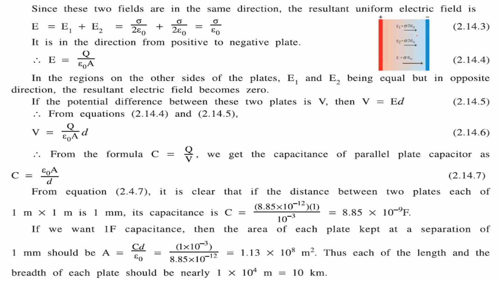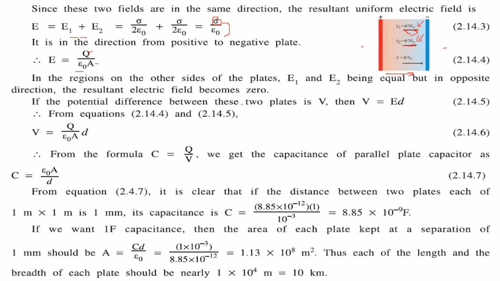Now we have this E1 and E2. These two fields are in the same direction, so we can add them. E1 plus E2 will be sigma by 2 epsilon naught plus sigma by 2 epsilon naught, which is sigma by epsilon naught, in the direction from positive to negative plate. Because sigma is Q by A, this comes to Q by A epsilon naught. In the region on the other side of the plates, E1 and E2 will be in opposite directions, so the resultant electric field will be 0.